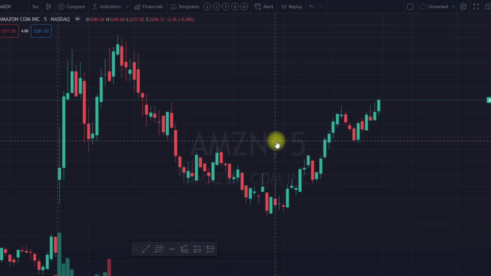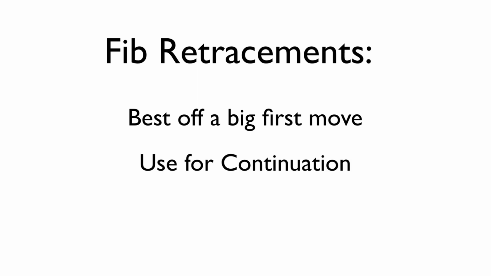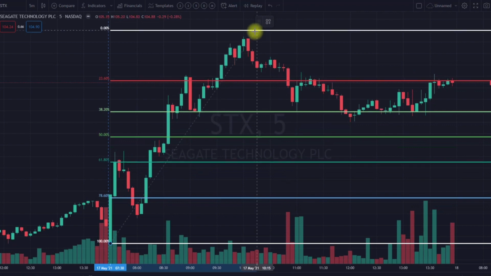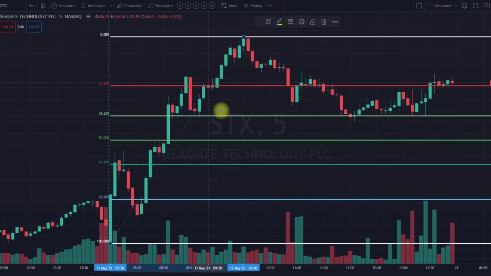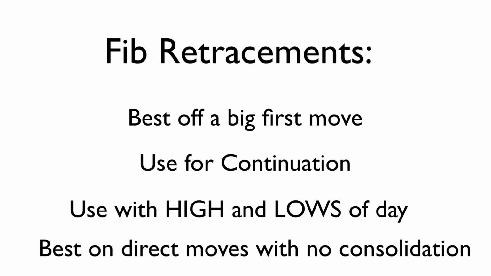Now it's going to take a lot of testing and trial and error with drawing these Fibonacci lines and extensions and symmetry. But the main points I want to make are, first, always go from left to right when drawing Fibonacci retracements and extensions. Now the key points for retracements are it's best off the first move up or down and then a retrace back. So you're trying to do a continuation usually with this type of play. Second, it's good to use with highs and lows of day. For example, go from the absolute low to the absolute high of day. And you can see that it held the 38.2 that entire way, and it's pretty obvious support area right here with this price action. Now it's best on direct moves with little to no consolidation.